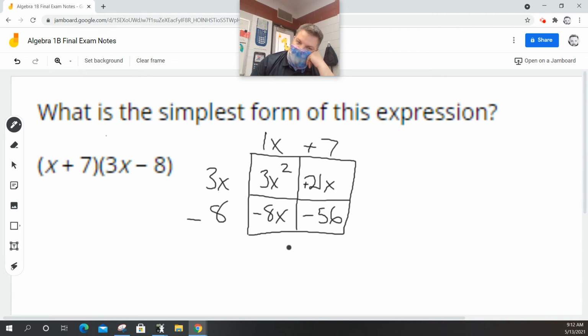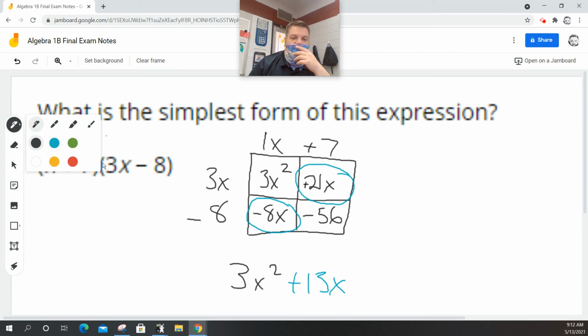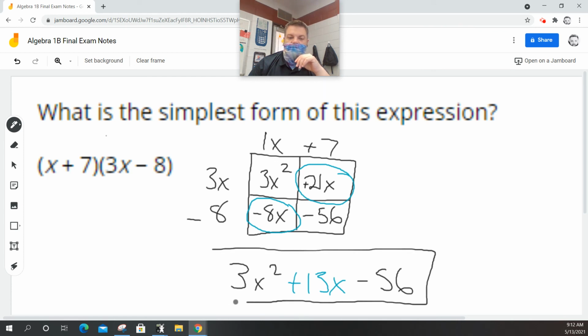All right. So then this whole thing is 3x squared. Don't forget, you got to add like terms. So I've got negative 8x plus 21x, which is that 13? Yeah. So that's plus 13x. And then minus 56. And that's it. Okay.